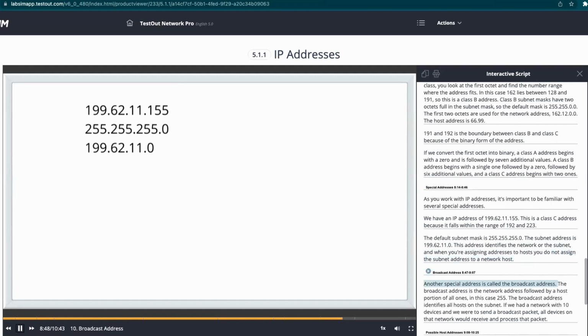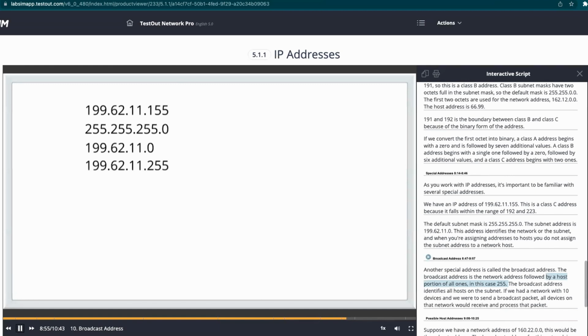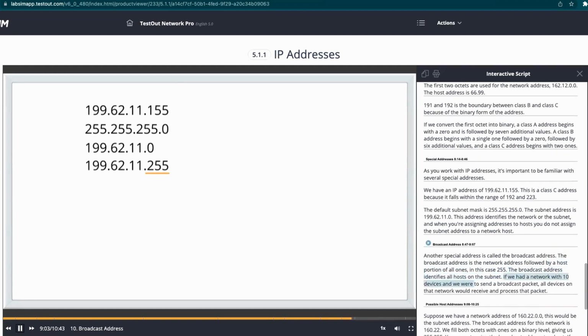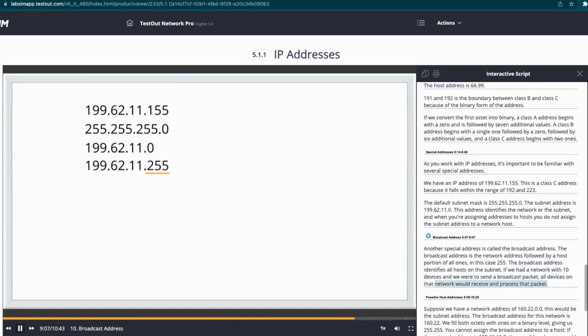Another special address is called the broadcast address. The broadcast address is the network address followed by a host portion of all ones, in this case 255. The broadcast address identifies all hosts on the subnet. If we had a network with 10 devices and we were to send a broadcast packet, all devices on that network would receive and process that packet.